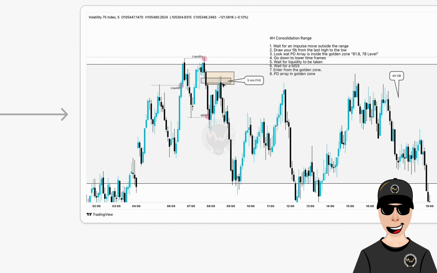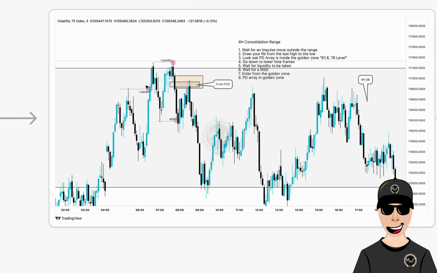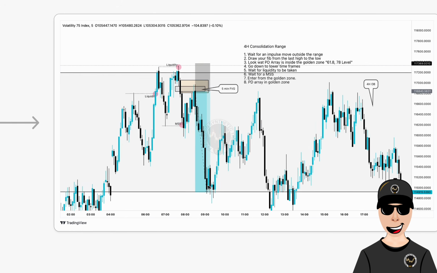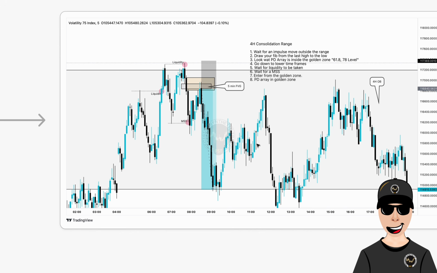Where do we target? In this case, this is our order block on the 4-hour. So to be safe, you can target literally this low here, this low here, or you can target the bottom of your higher time frame order block. And this works vice versa as well. So we had liquidity sweep, market structure shift, and draw our fib, draw out our golden zone. Inside the golden zone, there's a fair value gap. Enter, and there you had a nice trade all the way down. So there you can see.